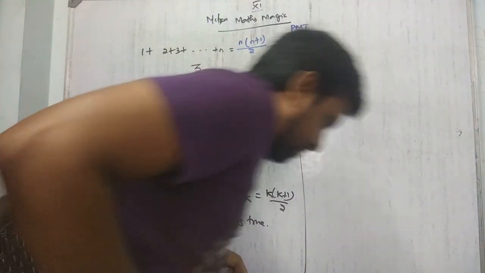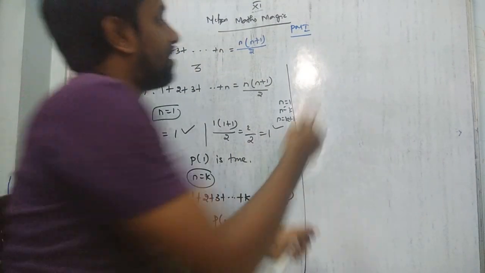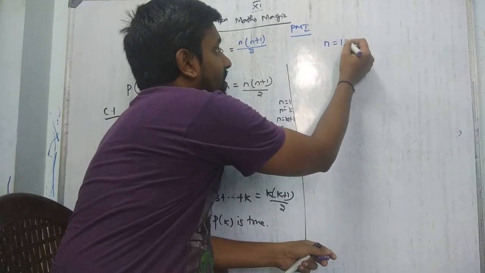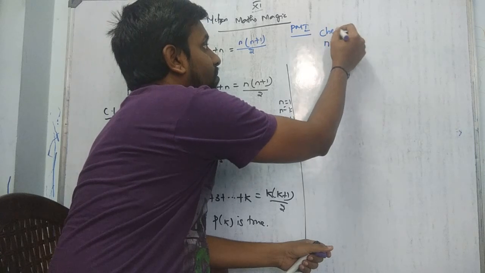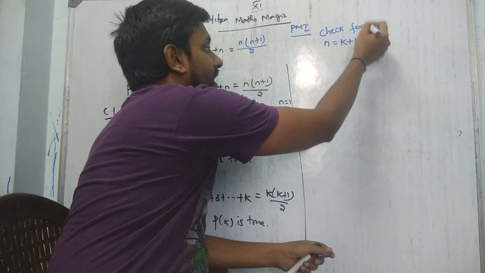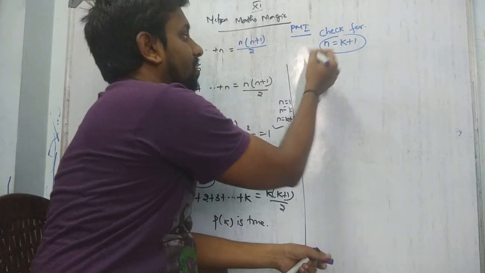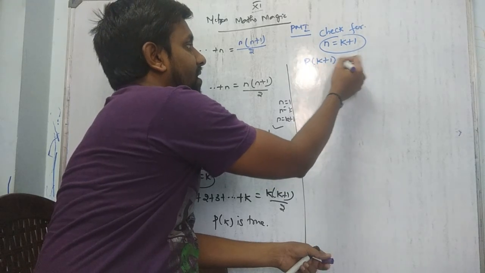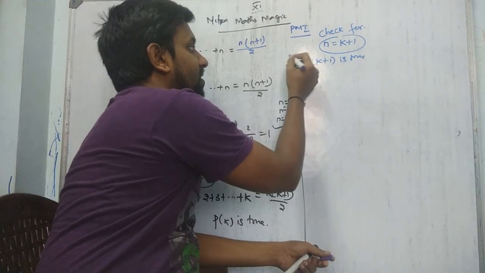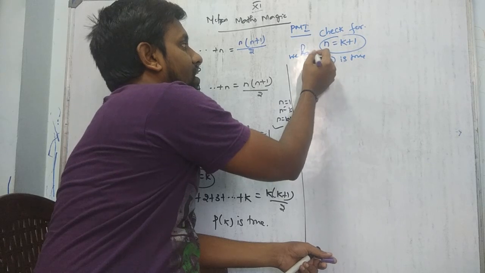So the third case, we have to prove this. Wherever n comes, you have to check for k plus 1. We have to prove that P of k plus 1 is true. We have to prove it.